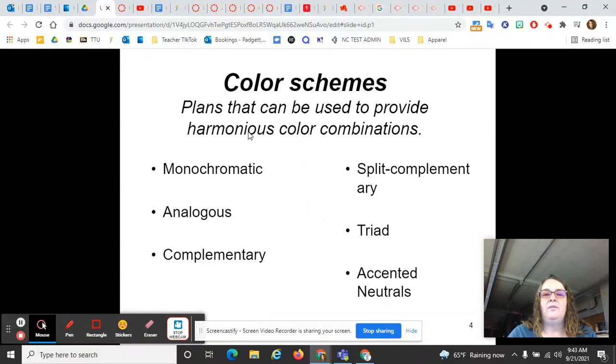Then we have color schemes. Basically, there's 6 color schemes. In your digital notebook, you will do an activity and it's calling for 8 color schemes, one of which is a warm and the other is cool. And we will talk about that also. So here are our 6 color schemes.